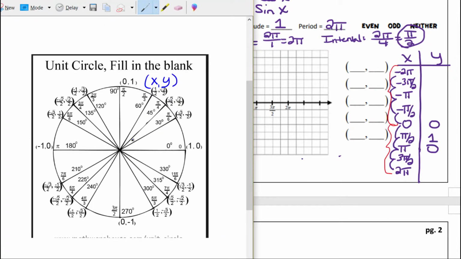Sine of 3 pi over 2, that's down here. The y value is -1. And then the sine of 360 is going back here, which is a y value of 0. So we have -1, then 0. So it looks like it's doing this pattern where it's following the circle. It's 0, then 1, then 0, then -1, then 0. So it's following this cycle, okay?